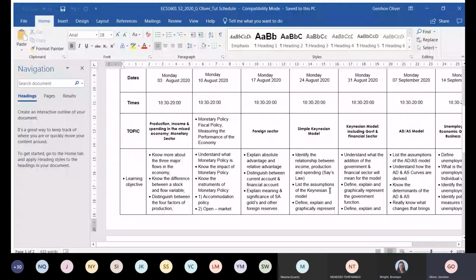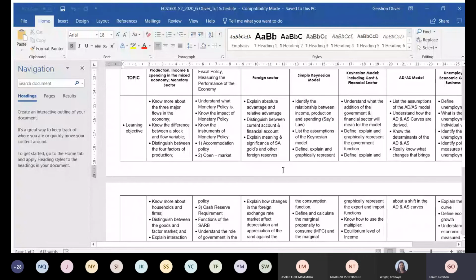So essentially, for ECS1601, the first class is going to be around production, income, and spending in the mixed economy, as well as your monetary sector. Some of the key learning objectives are understanding what your three major flows are in the economy: production, income, and spending. Also knowing what stock and flow variables are, and distinguishing between the four factors of production: capital, labor, entrepreneurship. There's also a fifth one called technology. I'll speak to that a little bit later.